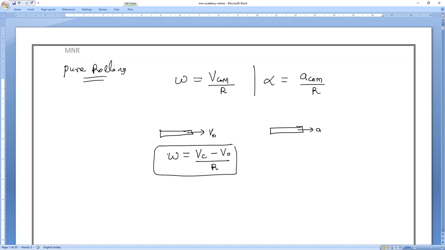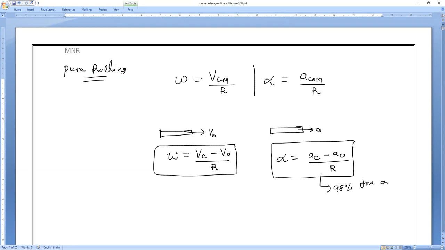Am I right? Now, in the same way, what is the angular acceleration, everybody? Angular acceleration is equal to, we have studied that, the acceleration of the center of mass minus the acceleration of the platform, divided by R. This is what we have studied, which is true in 98% of cases.